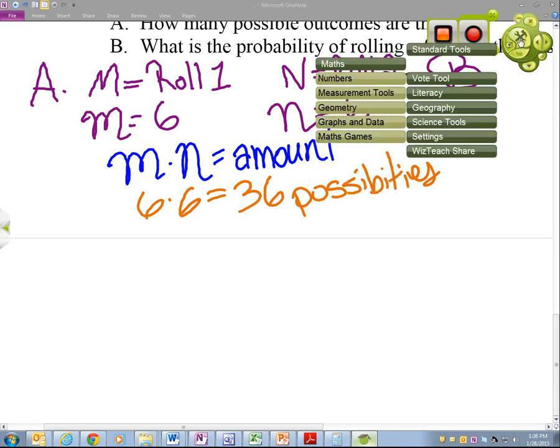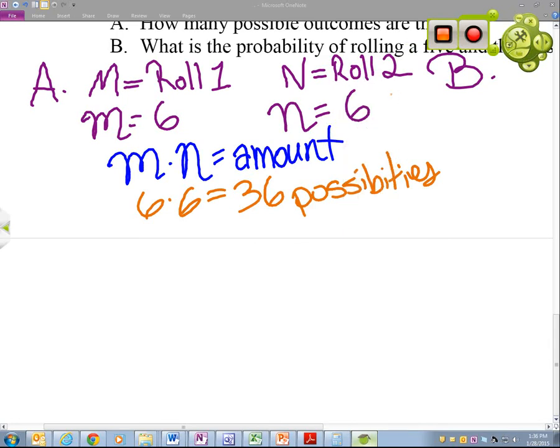Oops, that's not what I want to do. If I take this single die, if I can find it again. There.